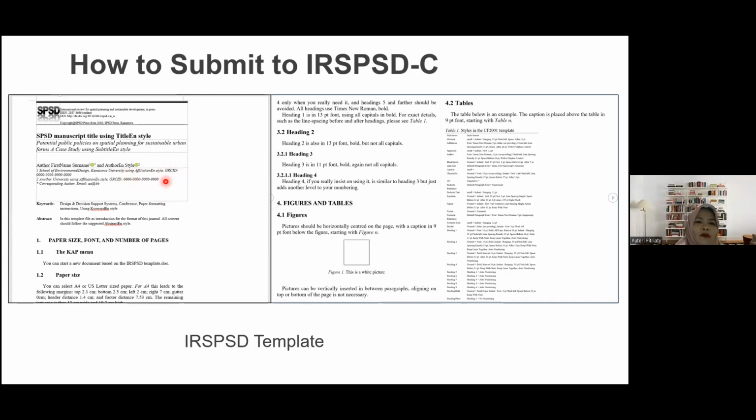And please, now we have a new template, so all the authors have to provide an ORCID, something like this. So if your manuscript is published, then it will be connected to your ORCID. And here are the keywords and abstract and so on. So you just have to follow the template that we provide on our home page, the home page for IRSPSD International.